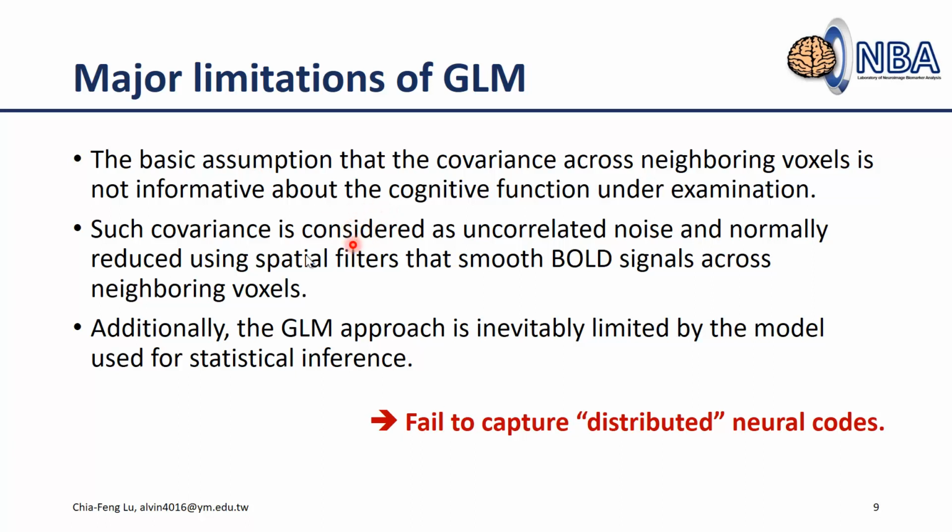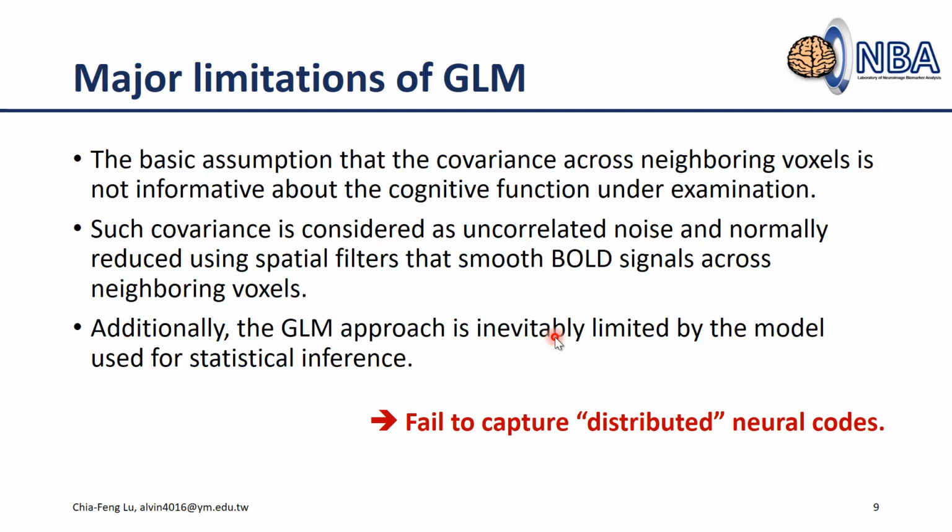Okay, so the basic idea is that if there is any covariance between voxels that can be observed, this normally originates from the noise. So they don't think it may be that important. Okay. So this is the reason why the GLM may be limited by this basic assumption of the model to do further pattern analysis or further statistical inference right here.